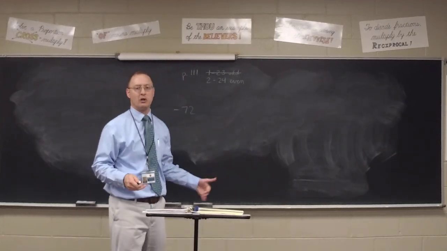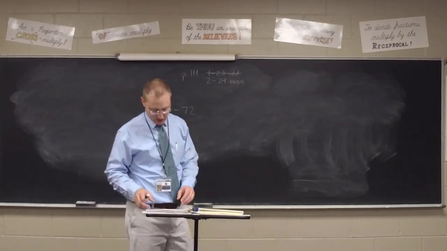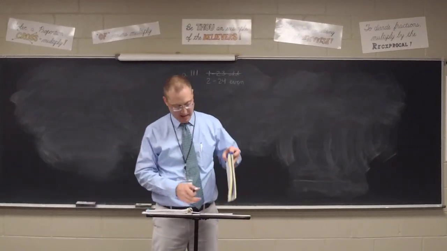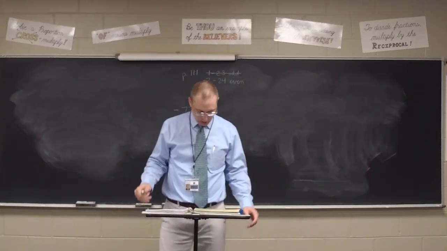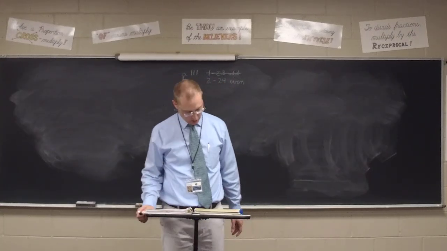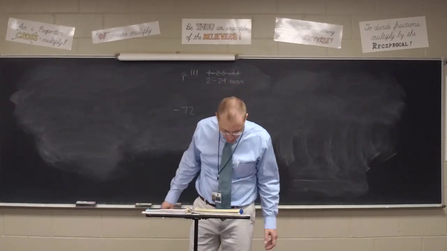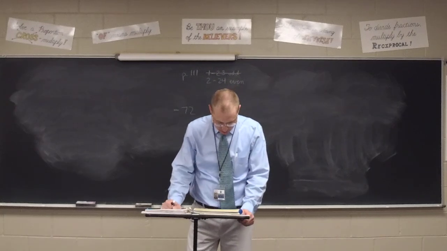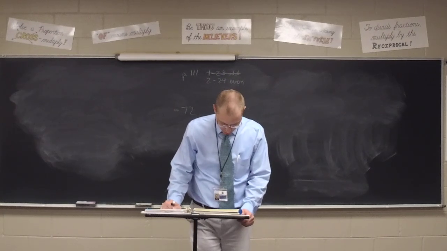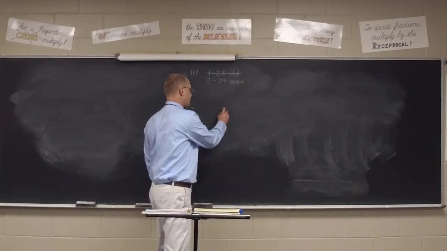So if there is a series of factors, if there are multiple factors, then in that case, we don't need to worry about the constant back and forth and stuff like that. Look at the yellow box on the next page, page 111. How many negatives do we see, class? 4. I see 4 negatives. 1, 2, 3, 4. That's an even number, right? So my answer is going to be positive.